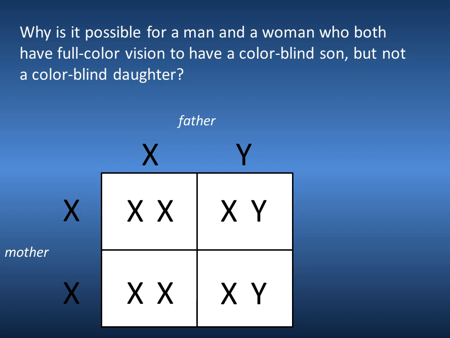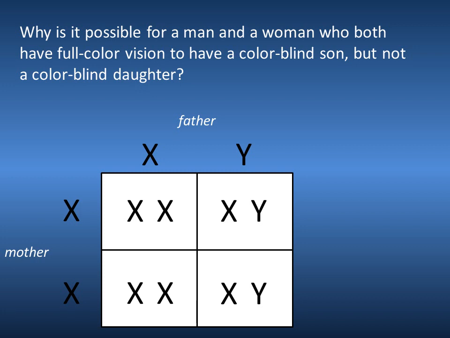Okay, and then I want you to answer the following question. Again, pause the video and think about this for a moment. Why is it possible for a man and a woman who both have full color vision to have a colorblind son, but it's impossible for them to have a colorblind daughter? Okay, so take a minute to think about this.